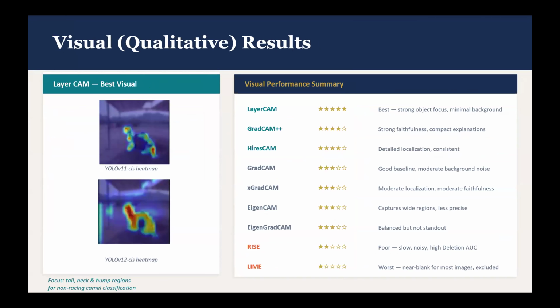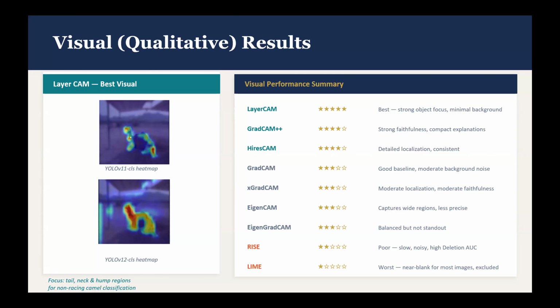Okay. For the qualitative outcome, we were looking at the original camel image and then the isolated camel mask, because each image might have more than one camel, but we looked only at one isolated camel for each image without considering any of the background. And then we compared the highlighted regions. Red identifies the highest indicator, and green is the weakest indicator of the region.